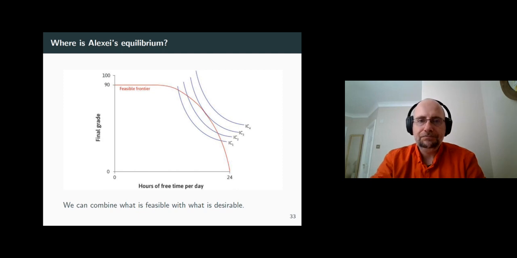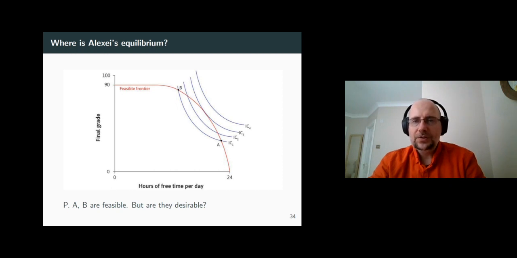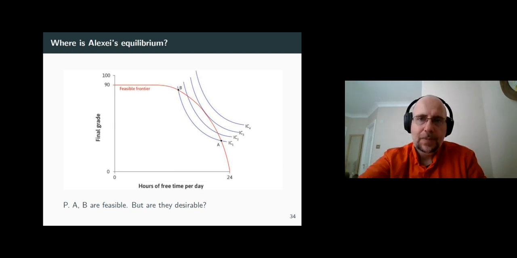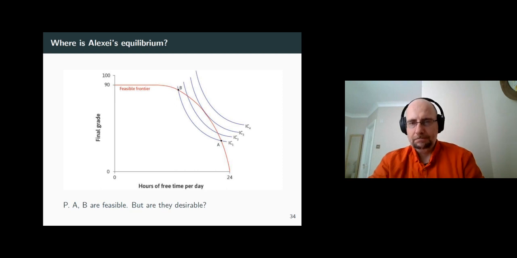So let's see. Let's start with some arbitrary point on the feasibility constraint. Let's call these points A and B. Are these points feasible? Yeah, by all means. However, notice where they sit. They sit on the lowest possible indifference curve. So can the consumer do a bit better than that? I believe they can. So let's keep looking.